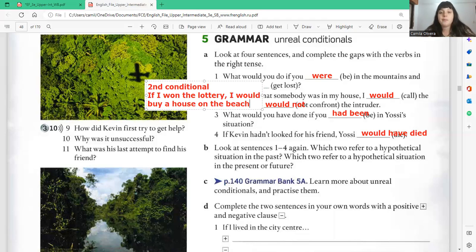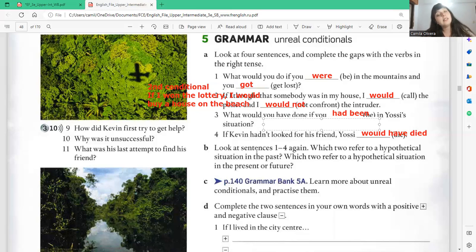the present. The other part, the other conditional, is conditional 3, and it is made by the if clause followed by a past perfect, and the would clause is with would have and the past participle. This is used to talk about an imaginary situation, a hypothetical situation, and a real situation, but in the past.